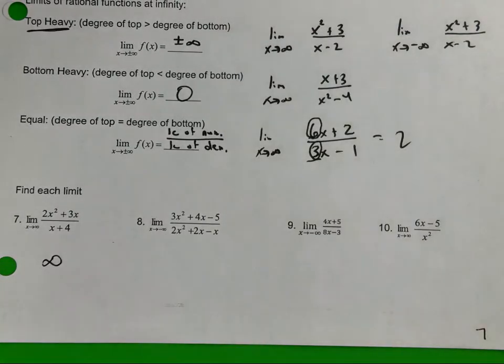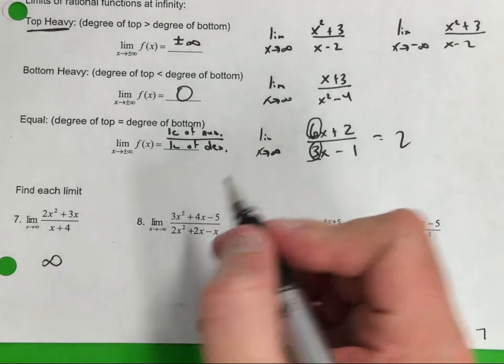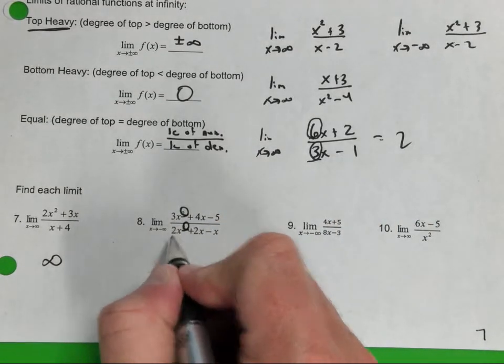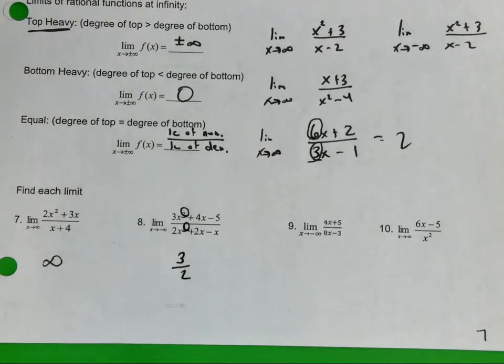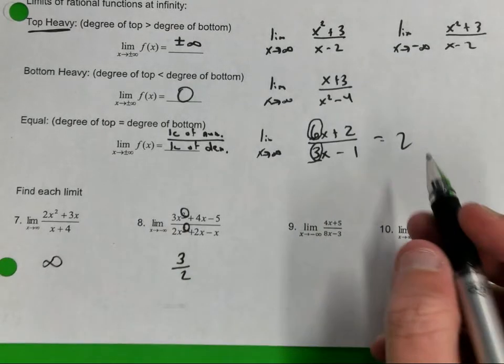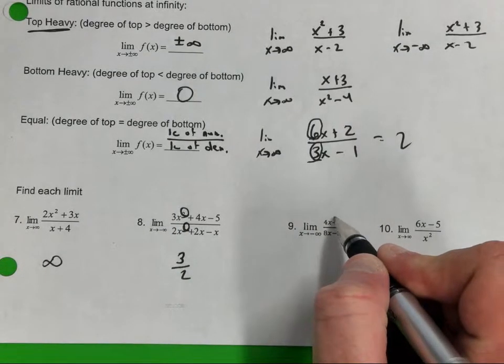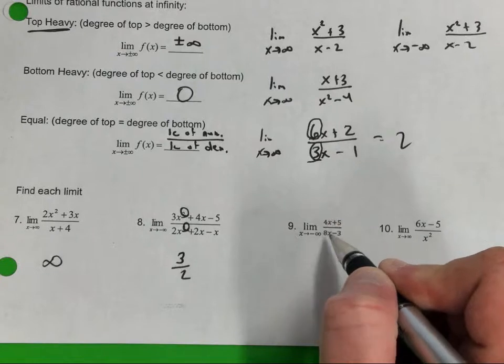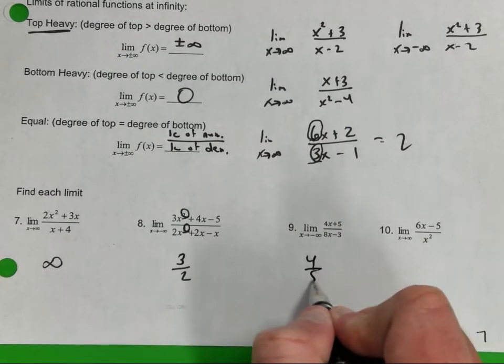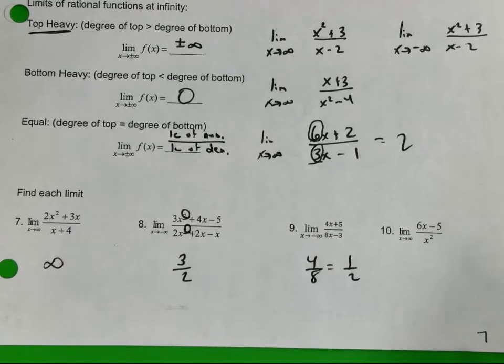Alright. Number 8. What's my degree in the numerator? 2. What's my degree in the denominator? They are the same, so what do I do with the leading coefficients? Divide them, 3/2. Doesn't matter what infinity is approached, positive or negative. That's the rule. Number 9. What's your degree in the numerator? Degree in the denominator? What's 4 divided by 8? That's your answer, 1/2.